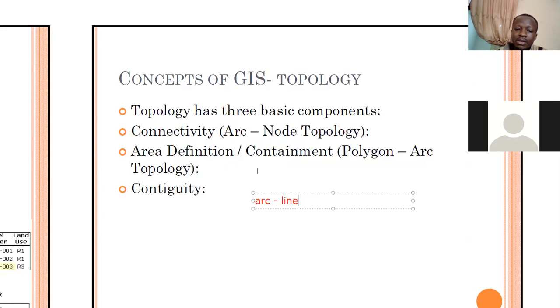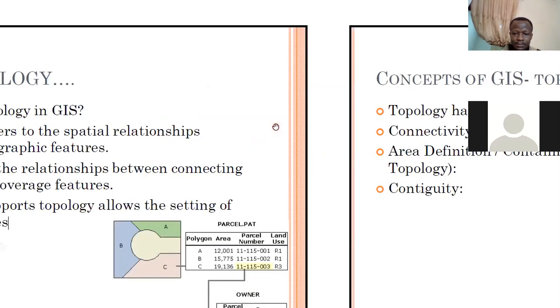Then we have the area definition. You can imagine that the area definition has got something to do with the polygon. Are you okay? Another name for it is Polygon Arc Topology. We find out that a polygon is made up of a couple of line segments that enclose. And then contiguity has got to do with the direction of a line, the direction of an arc. So we are going to be talking about these three briefly.